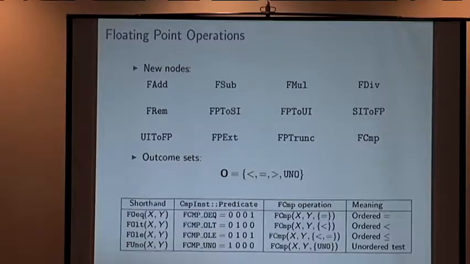So on the left we have shorthands such as an ordered equality, which is a straightforward equality comparison, and we borrowed the representation from LLVM. So the second column just represents ordered equality, and then we have the comparison operation, and essentially that's just what we did. We just represented it in that way.